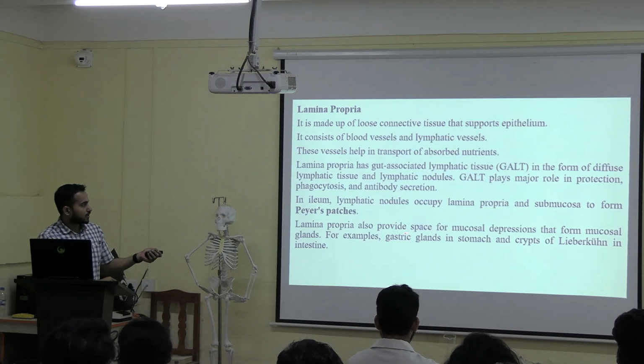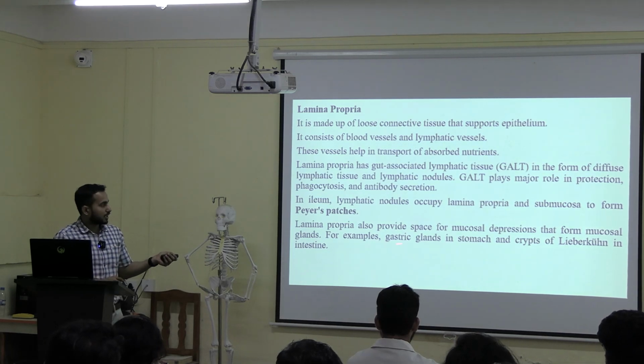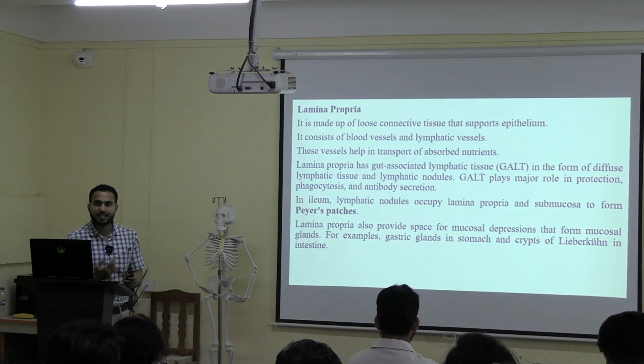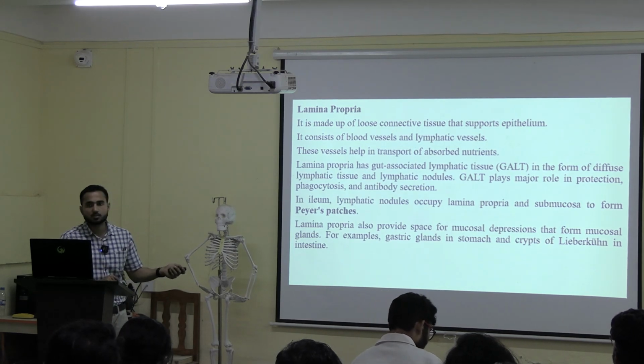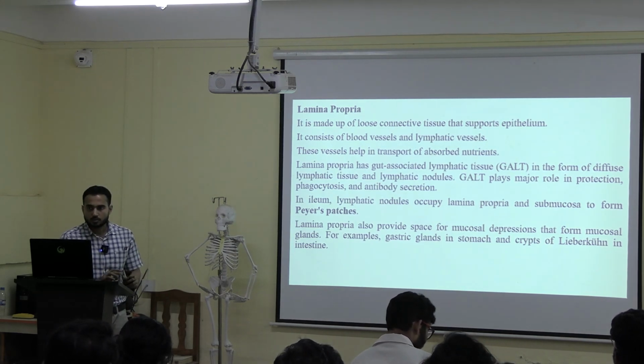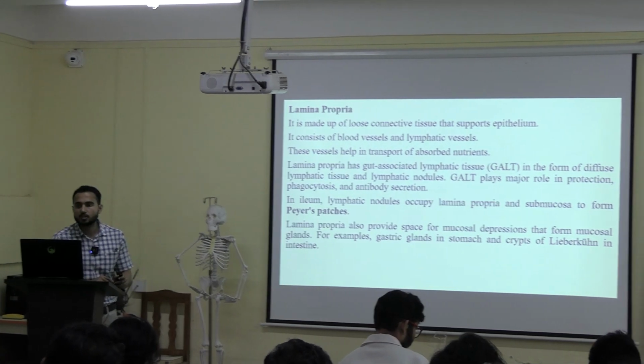Next, this lamina propria also provides space for mucosal depressions for the glands. In the stomach, these are called gastric glands. In the intestine, these are called crypts of Lieberkühn. So, these are some modifications which are present in the lamina propria of the GIT.